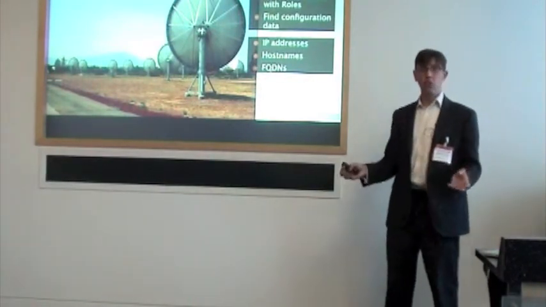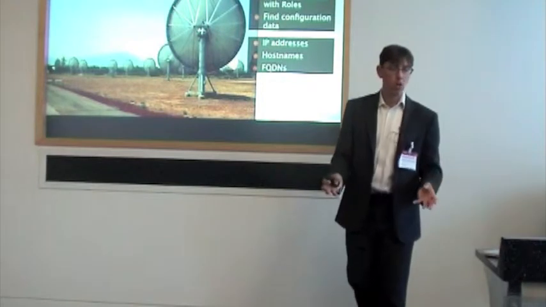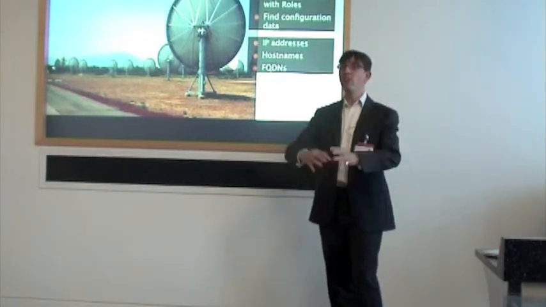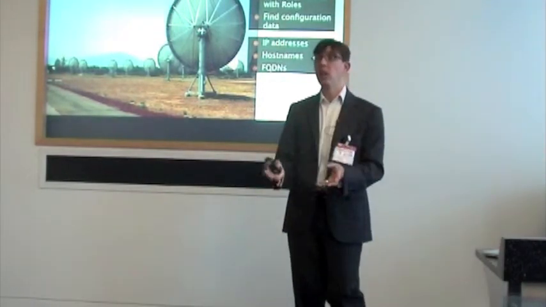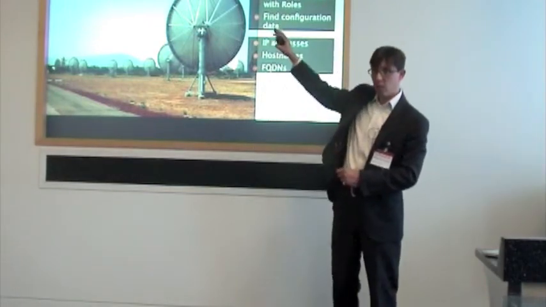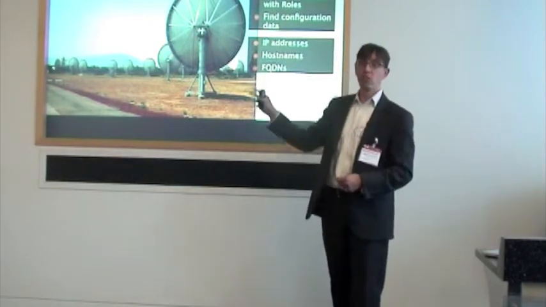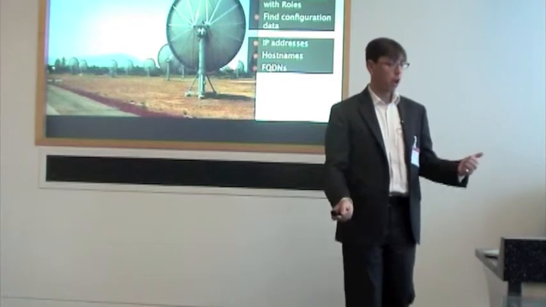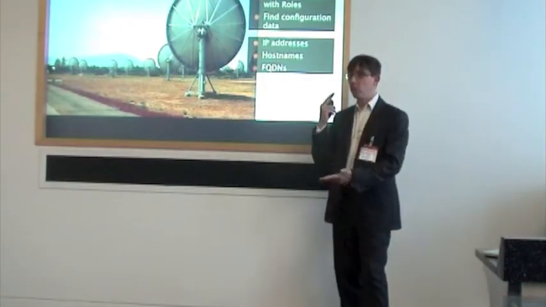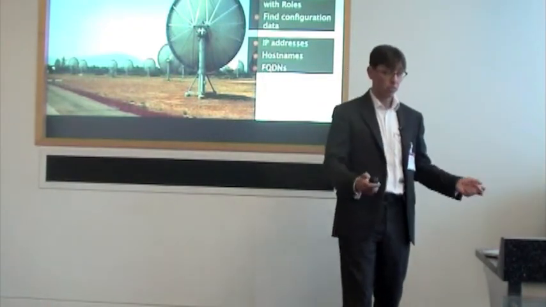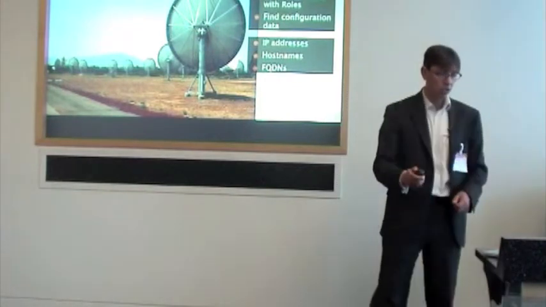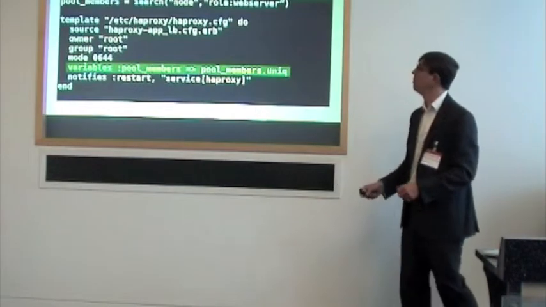You can search for nodes having a certain role. You can find configuration data, because every single piece of information about your machine is stored as metadata on the Chef server for you to search. This includes IP addresses, it includes host names, it includes FQDNs, and all sorts of other bits and pieces. And so what that means is you can do something really smart like this.